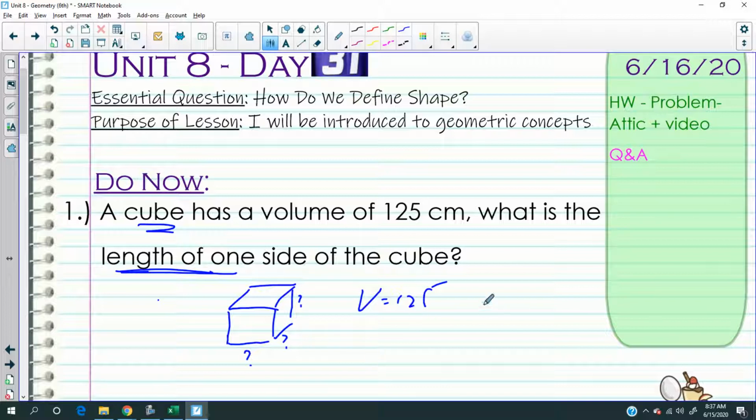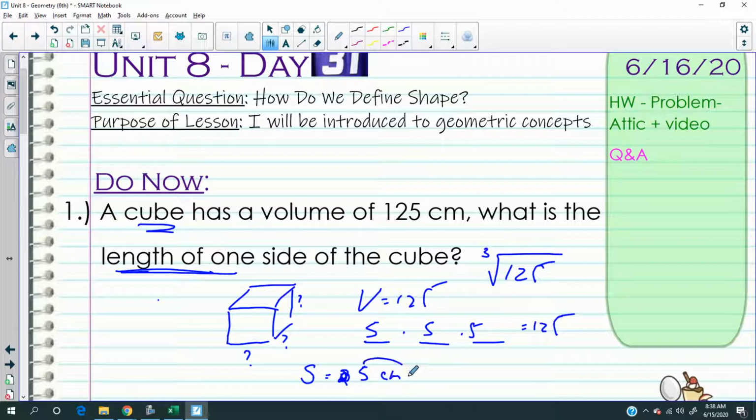Again, it's what times what times what will give you 125. For those of you who are interested, it's not the square root of 125, it's the cube root, the cubic root of 125. What times itself 3 times will give you 125? It's 5. So one of the sides is 5 centimeters.